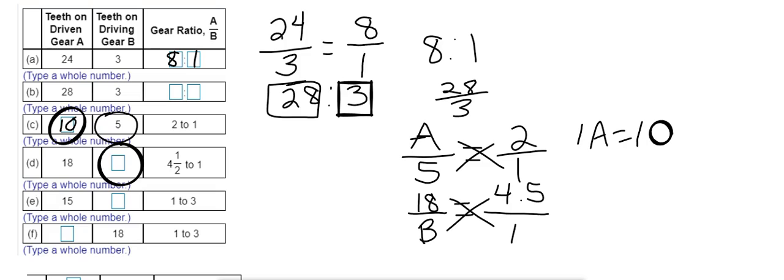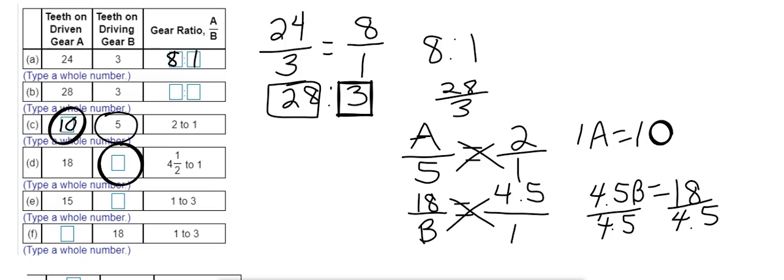So now I'm going to cross multiply. 4.5b is equal to 18 times 1 is 18. Then I divide both sides by 4.5 to give me b equals, in my calculator, 18 divided by 4.5 is 4. So 4 is the number that we would put in our answer blank.